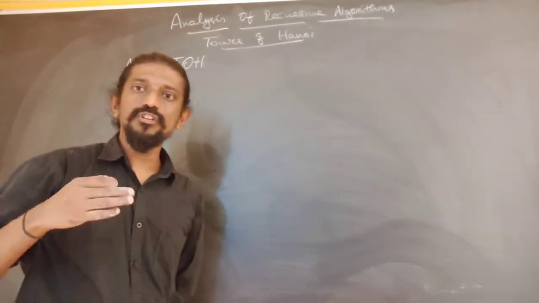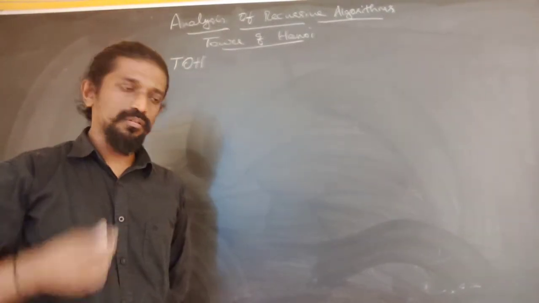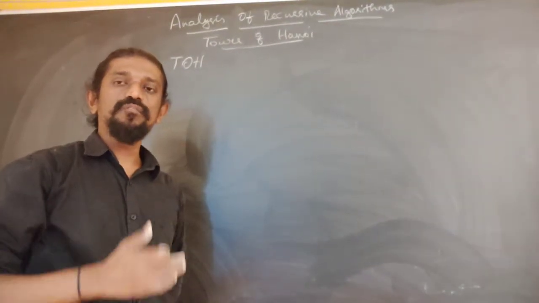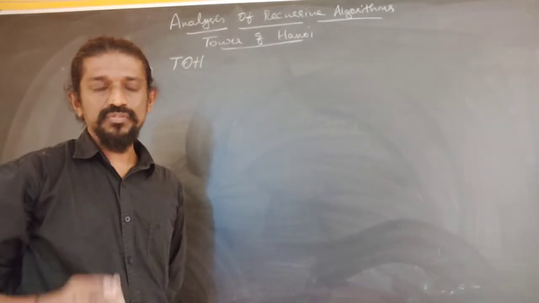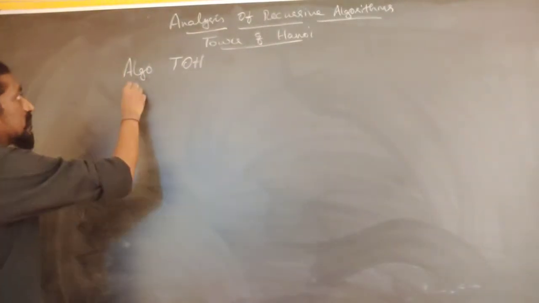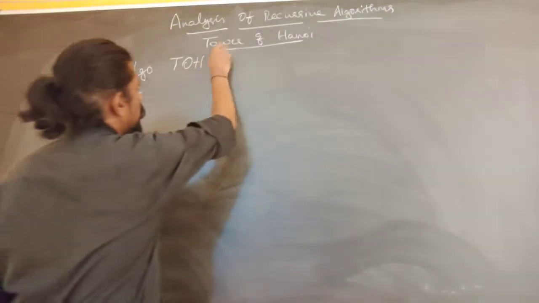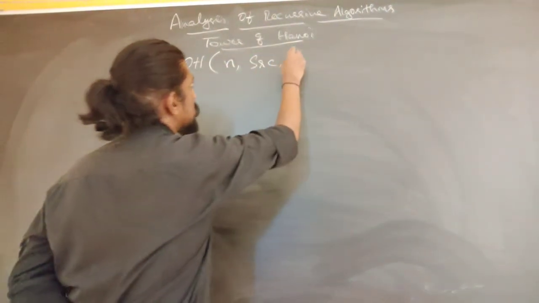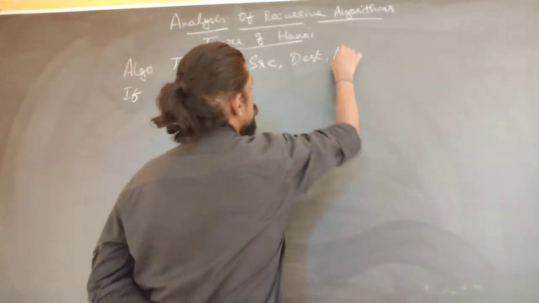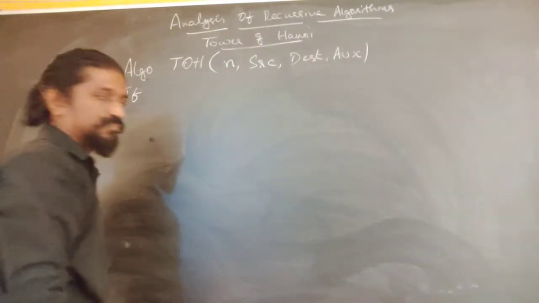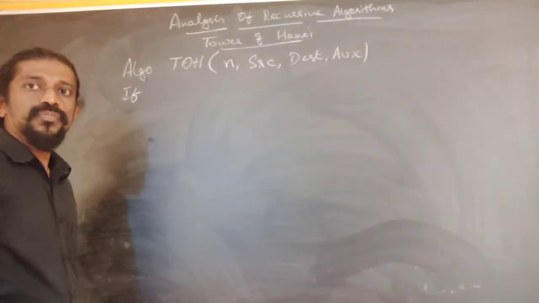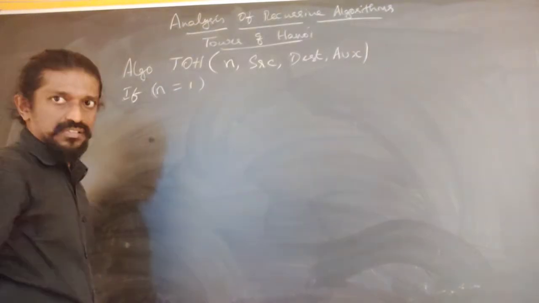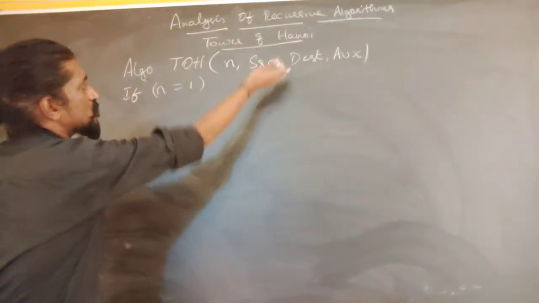Therefore the recursive algorithm should have a terminating condition, because you start from n disks, n-1, n-2, n-3, n-4. At some point we need to stop. So what is that condition? That condition in our case is if there is only one disk. So move the tower of Hanoi, n disks which are present at the source to the destination using the auxiliary for temporary storage. So what is the terminating condition? If n is equal to 1, if there is only one disk, then you move that one disk directly from the source to the destination.